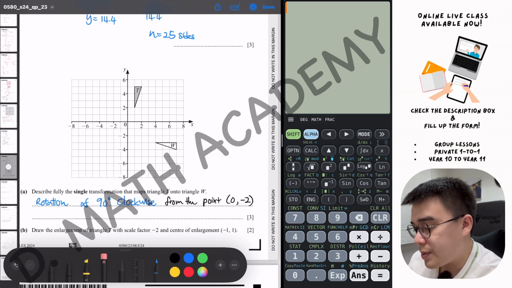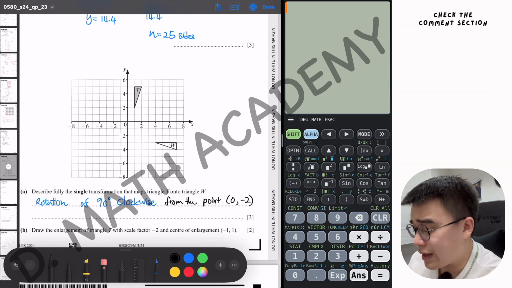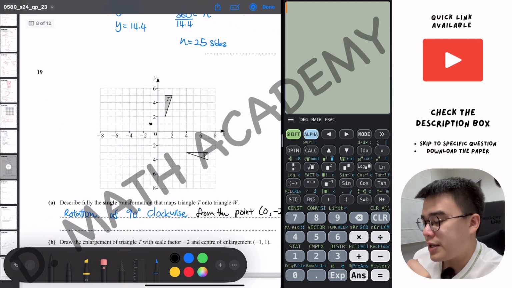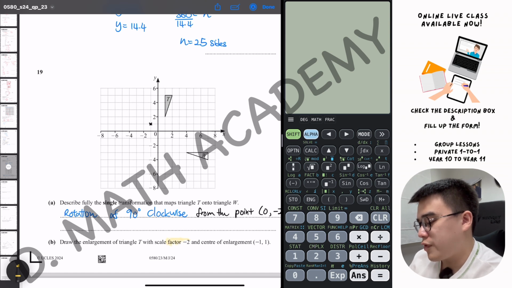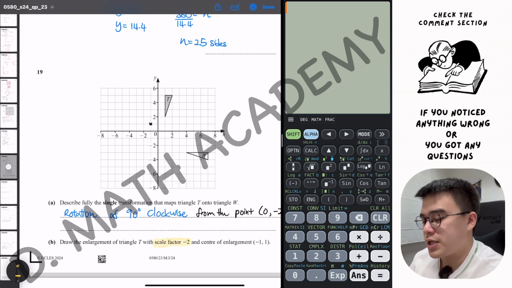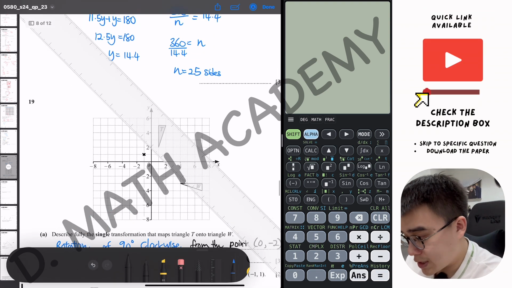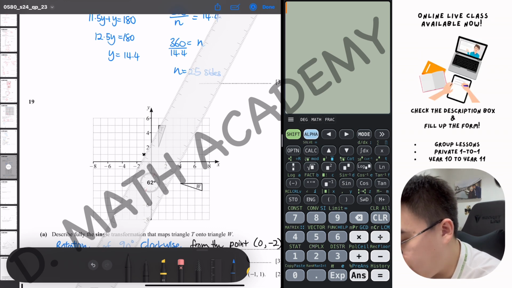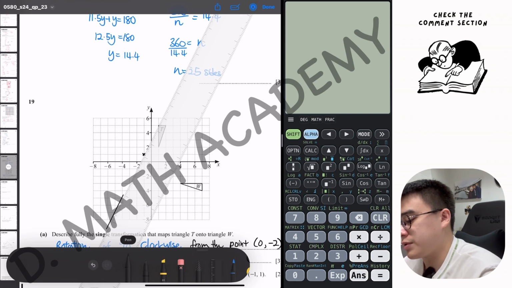Okay, moving on to the next part, they ask us about enlargement from -1 and 1. Quite tricky because the point is here, and they want us to have a scale factor of -2. So a scale factor of -2 means that the image that you draw later is going to be inverted. So how I normally do this is I will only do 2 of the points first to avoid rushing or anything, and my answer will actually look something like this.